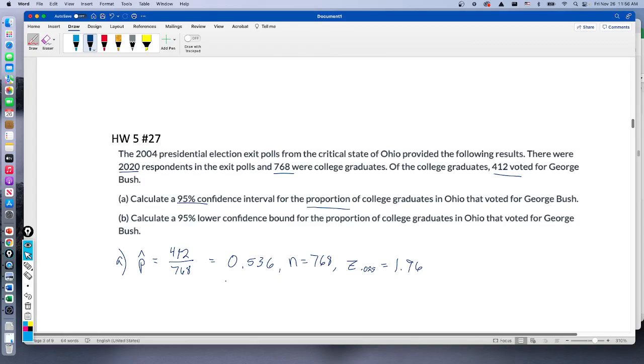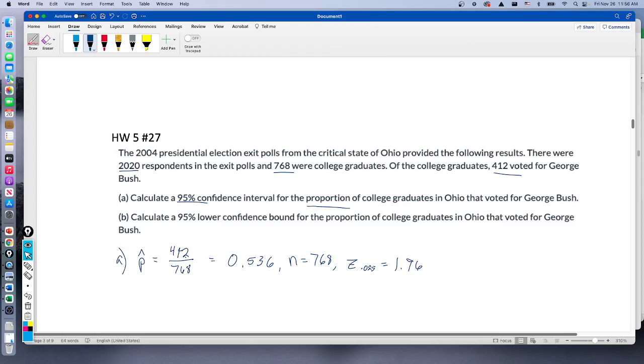So for a confidence interval, what are we talking about? Well, we're talking about this proportion. And again, the formula is whatever we're talking about, the estimator, we're going to do a plus or minus z of alpha over 2, and that's 0.025. And then we multiply that by the square root of p hat times 1 minus p hat, all divided by n. Okay, so we're going to plus and minus that.